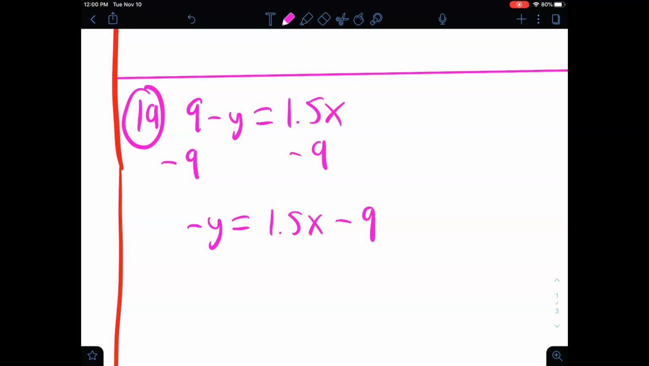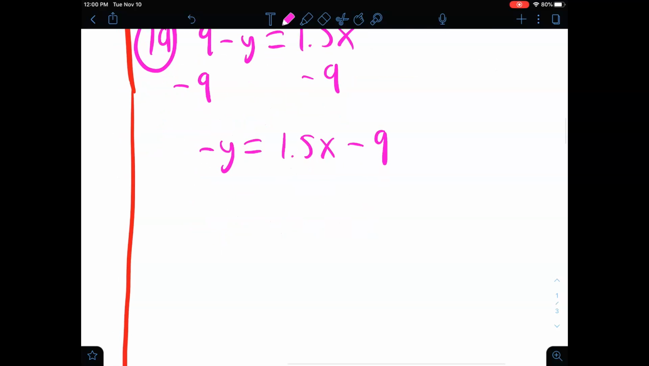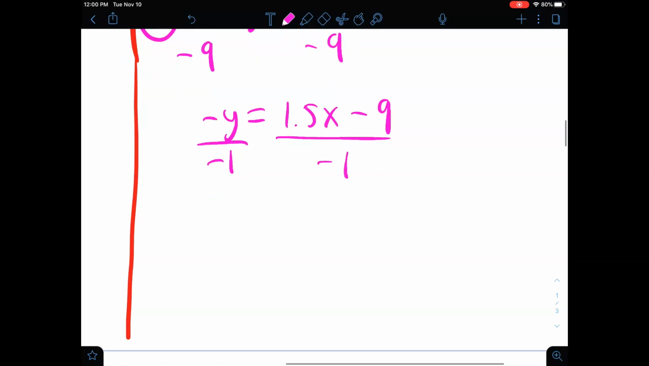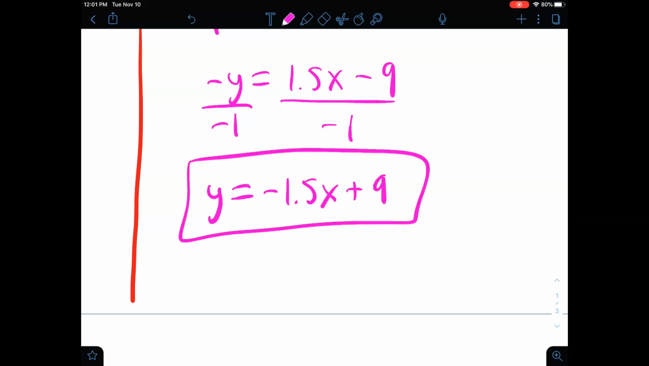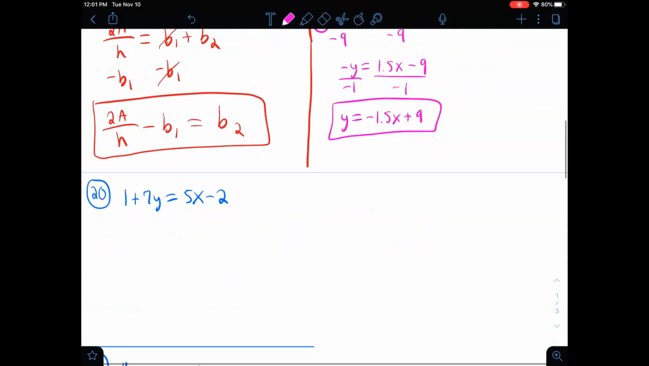Now, a lot of people just put y equals 1.5x minus 9. That is not correct. This is a negative y right here. It's like a negative 1y. So how do we undo multiplying by negative 1? We're going to divide by negative 1 on both sides. So we're going to get y equals 1.5x divided by negative 1 is negative 1.5x. And then negative 9 divided by negative 1 is positive 9. All right, 2 more examples, I believe.